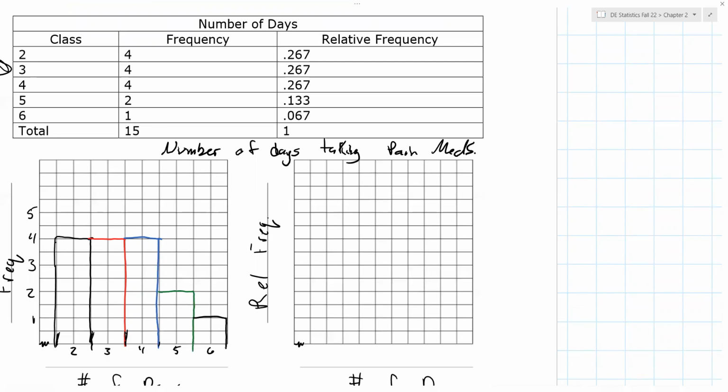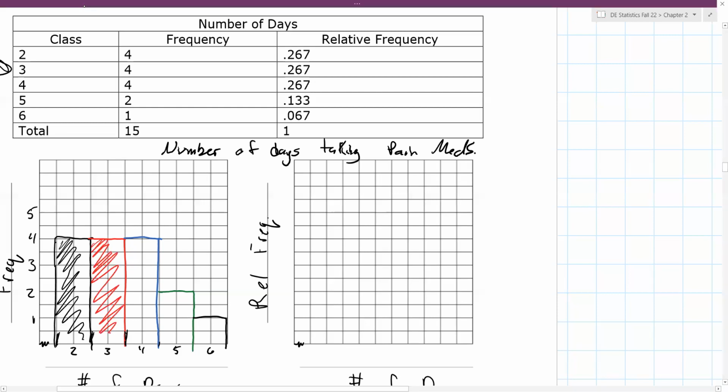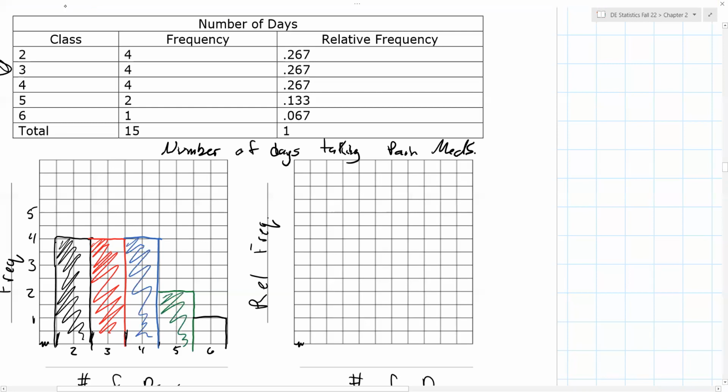To make it a little bit more obvious how big those rectangles are, you will often see them either colored in or put in some kind of pattern to make it easier to see where things start and stop. So I'll go in and fill. And there we go. So that is my frequency histogram for the number of days of taking pain medication.